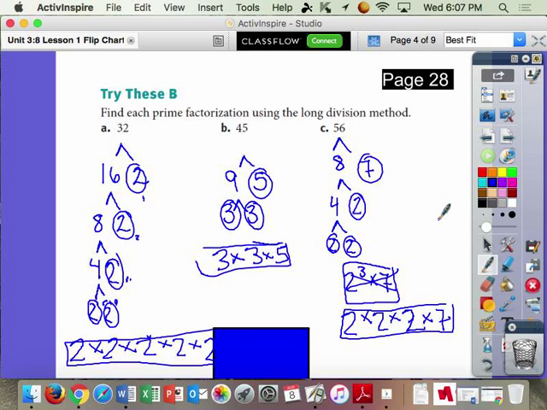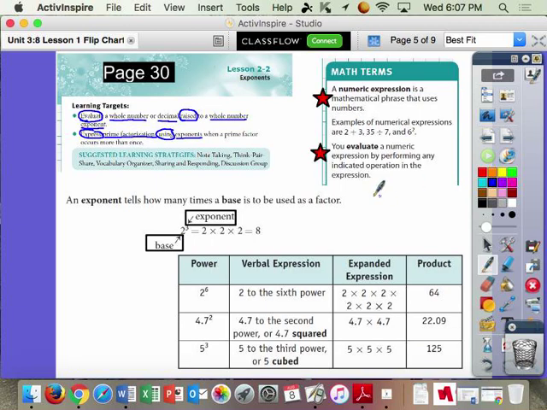And again, if you need to use your assignment notebook, your agenda, and look at page 126 for your multiplication table, do that. If you need to use your prime factorization sheet to make sure that you're looking at primes, do that. That's why we have these resources. All right, so looking at page 30. We're going to continue with what we just did and build on it a little bit more.